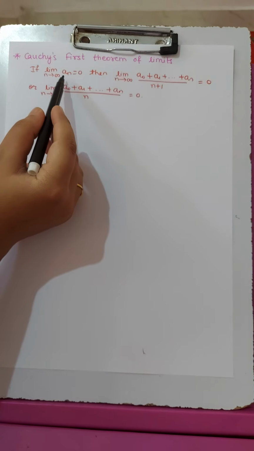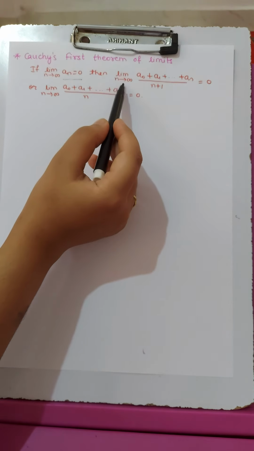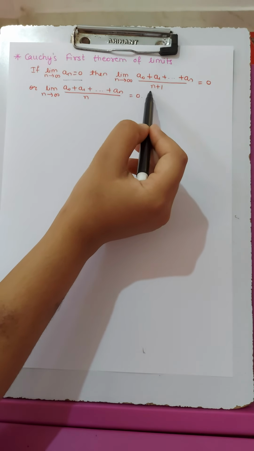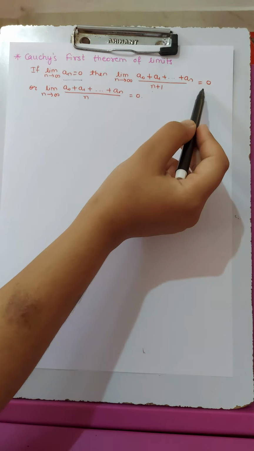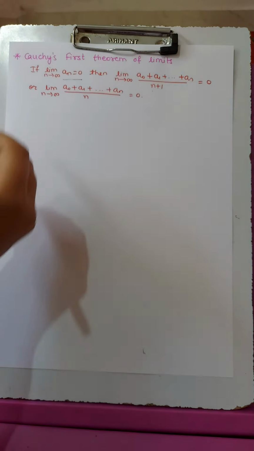Hello students, in this video we will study Tauber's theorem, but before that we need to study Cauchy's first theorem of limits. This theorem states that if the limit as n tends to infinity of an equals 0, then we have to prove that the limit as n tends to infinity of (a0 plus a1 plus up to an) upon n plus 1 is also equal to 0, or the limit of (a0 plus a1 plus up to an) upon n equals 0.